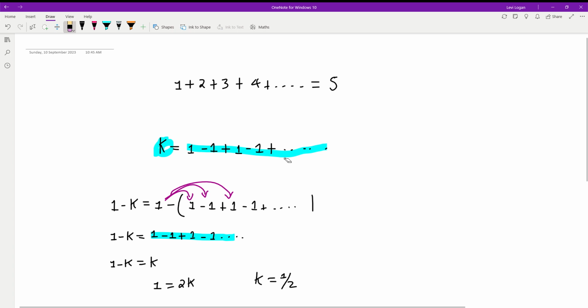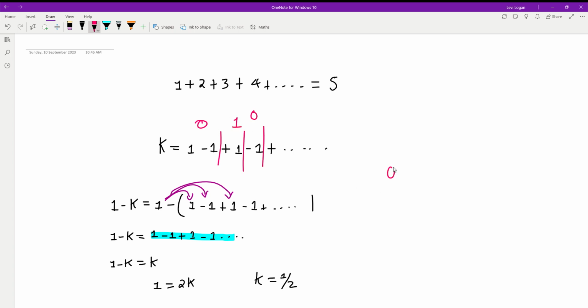If we consider this infinite series, let's say we stopped our series here. We get the value of 1. Let's say we stopped it here. We get the value of 0. Stop here, we get 1. Stop here, we get 0. So it alternates between 1 and 0. Now the average of 1 and 0 is a half, which is a bit weird as well. But anyway, let's move on.